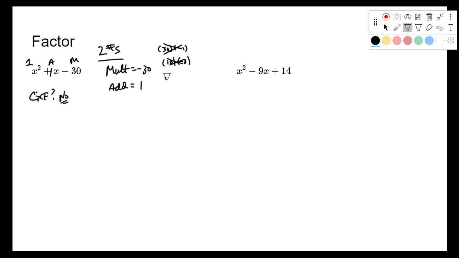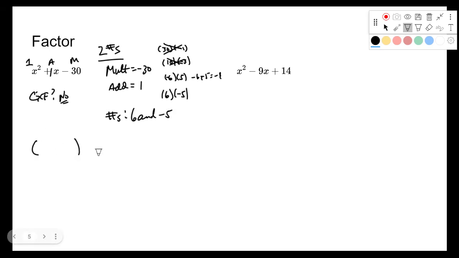Nope. How about, let's try negative 6 and positive 5. Negative 6 plus 5, that's negative 1. Almost. I need it to be positive 1. So a trick is, if you switch these signs around, you'll get what you want. 6 and negative 5. Oh yeah, 6 minus 5, that's 1. And 6 times negative 5, that's negative 30. So there's my numbers. My 2 numbers are going to be 6 and negative 5.